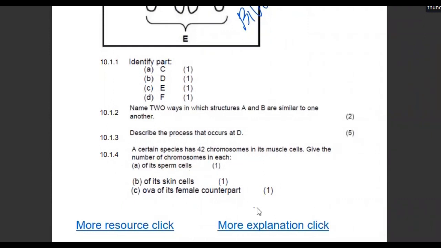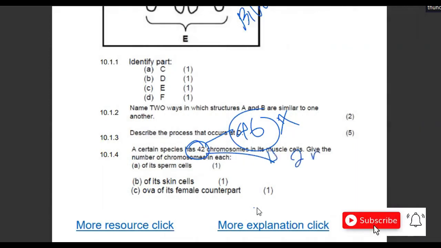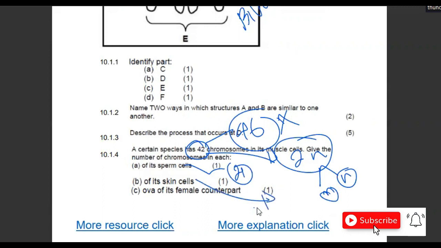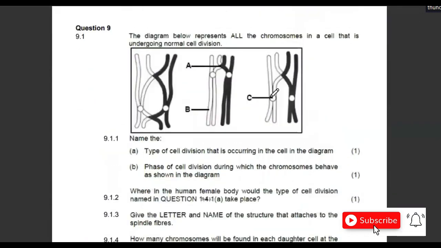They're saying a certain species has 42 chromosomes. They're not saying it's human, so don't talk about 46. They are saying 42. The muscle cell, remember muscle cells are autosomes, they're always 2N. Give the chromosome number of each sperm cell. It's going to be half, because a sperm cell is 1N. Therefore, the answer here is 21. The skin is autosomes, 2N, therefore it's going to be 42. And then the ovum of the female counterpart is the same thing, 1N, which is 21. In most cases, the number of chromosomes is what confuses students and they end up losing marks. So it's the same thing here.